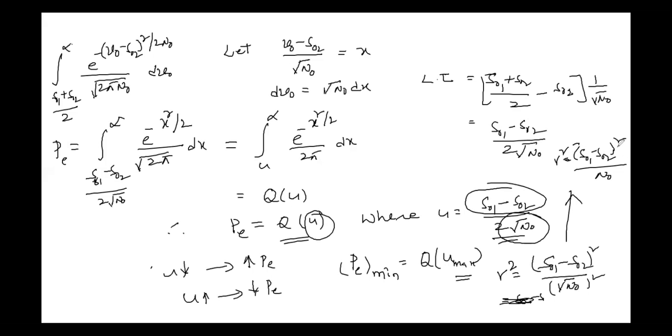Signal value square always equal to the power of the signal. And here n naught is the noise power. Simply it is the ratio of signal power to noise power, isn't it? That is signal to noise ratio. So if you take the square, we can get a signal to noise ratio, which is a very important parameter. So maximizing signal to noise ratio is nothing but maximizing gamma, minimizing error probability.